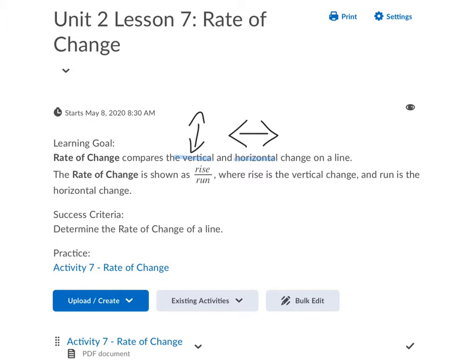The rate of change is shown as the rise over the run, where the rise is the vertical change and the run is the horizontal change. So we look at our vertical over our horizontal change to get our rate of change. Our success criteria is to determine the rate of change of a line, and our practice is Activity 7, Rate of Change, which is linked directly in our hub page.